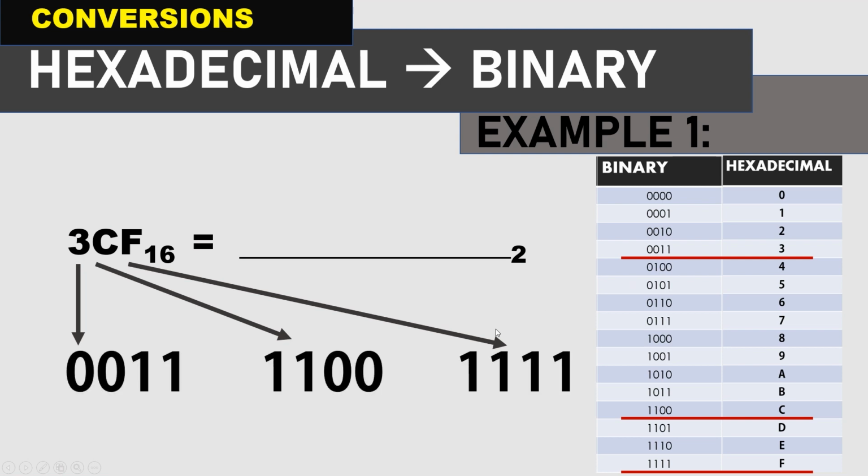If you're going to write that, you will have now 0, 0, 1, 1, 1, 1, 0, 0, 1, 1, 1, 1. Combine that, so you will have the output, which is in binary. You can also remove the 0s here since they don't have a value.